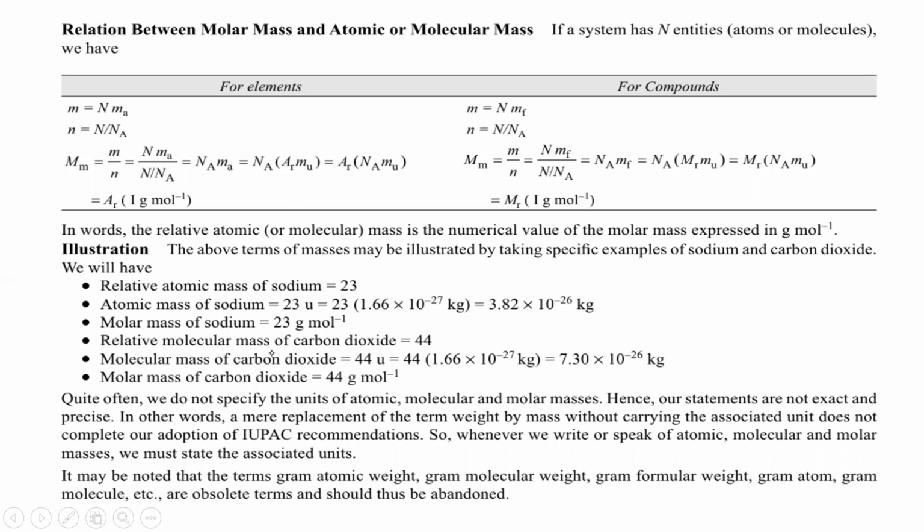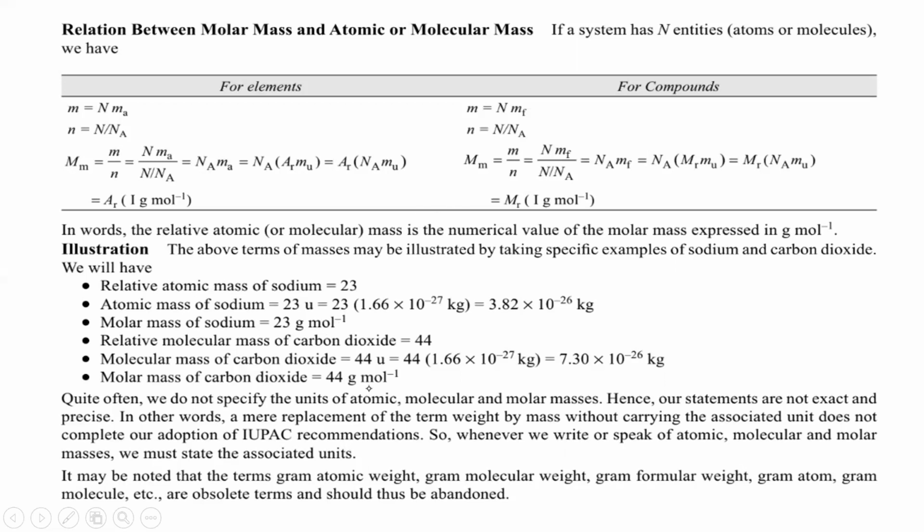Similarly, relative molecular mass of carbon dioxide, CO2, is 44. So molecular mass of carbon dioxide is called 44 U. That is 44 into 1.66 into 10 to the power minus 27 kg, which is equal to 7.30 into 10 to the power minus 26 kg. Similarly, molar mass of carbon dioxide, for 1 mole, is 44 grams per mole.